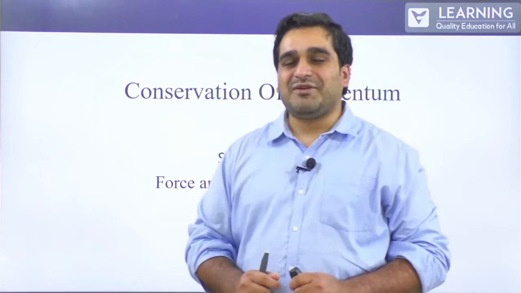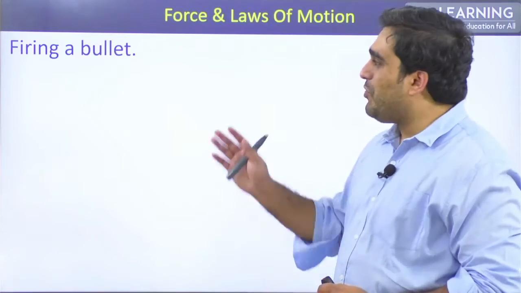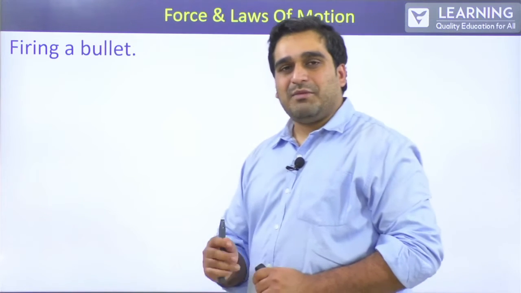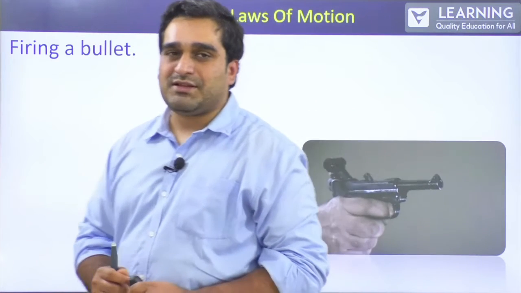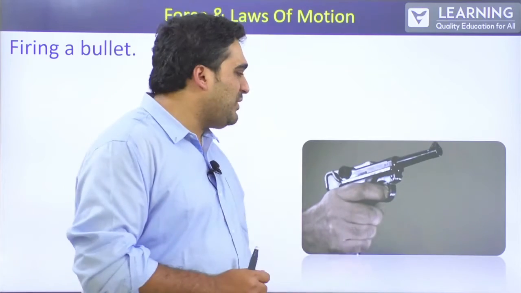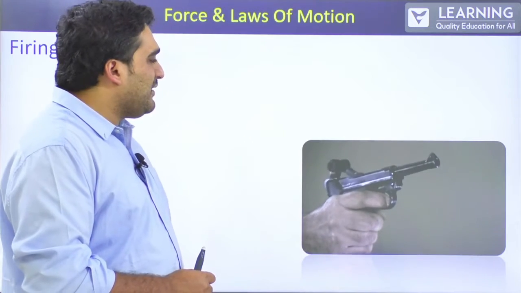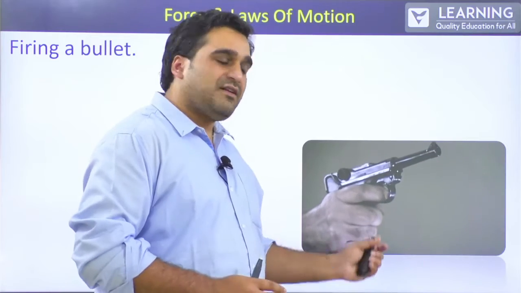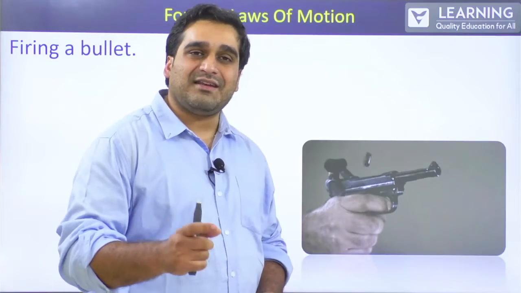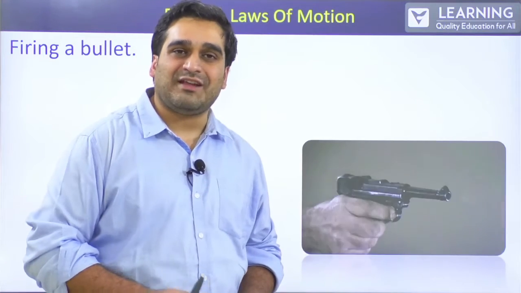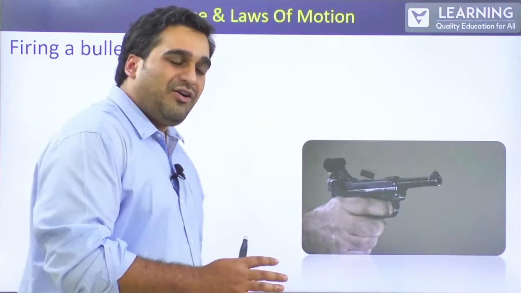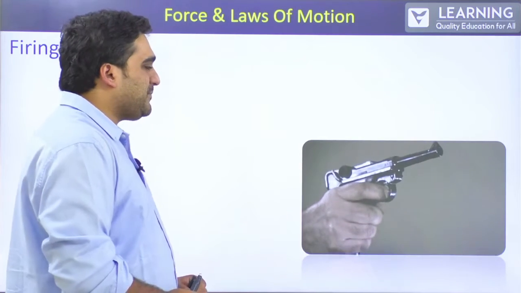So let's take a look at this with a given example, which is the firing of a bullet. Now, when a bullet is fired from a pistol, like you observe in this video here, what you observe is that when the bullet is fired, the person holding the gun experiences what is called a recoil. The recoil of a pistol.